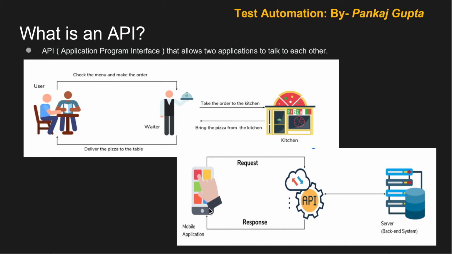Now let's summarize this. API basically works as a mediator between two applications, nothing else. That's all about the basic stuff. We'll see further with real-time examples.